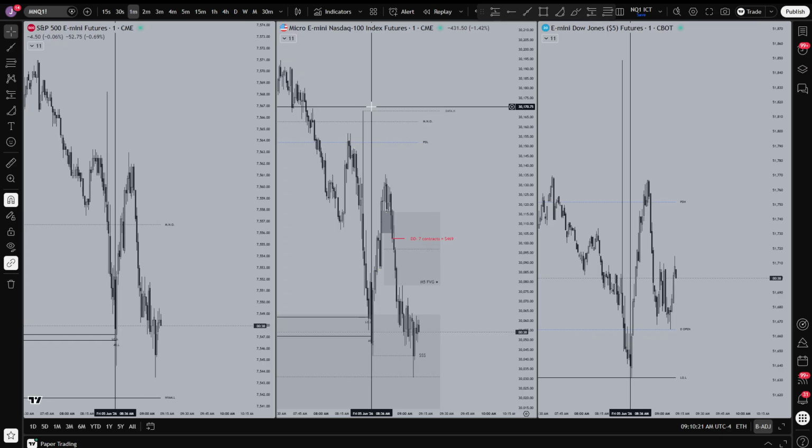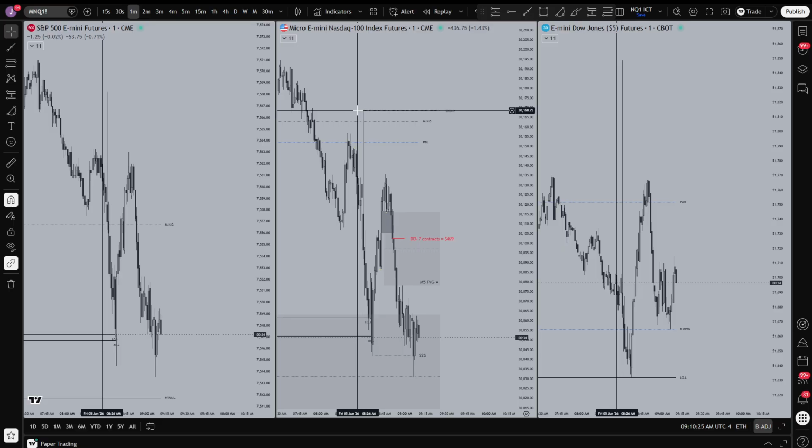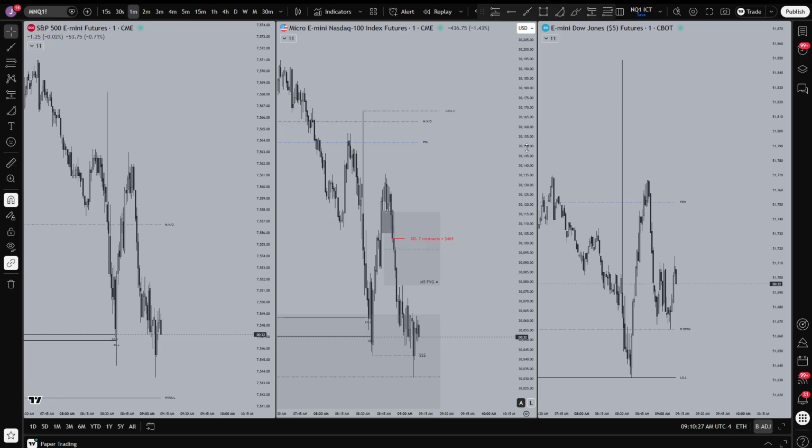We definitely could come for this data high right here, 169. Yeah, could resweep that. That could definitely be a very good draw on liquidity.